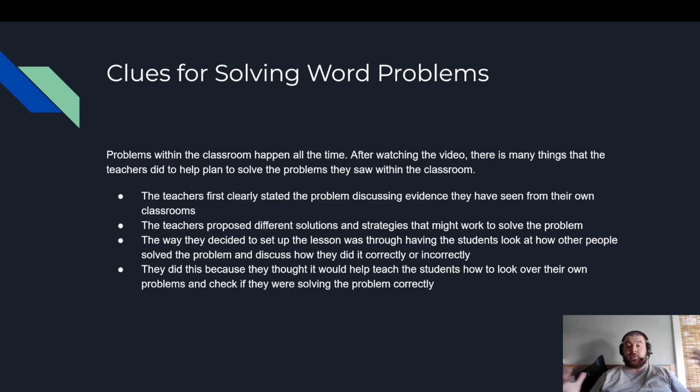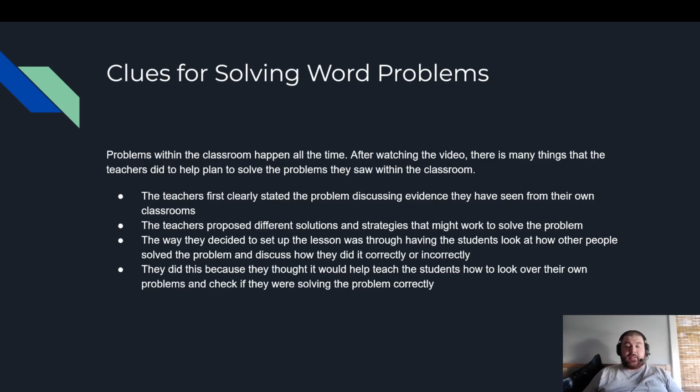Each teacher proposed different solutions and strategies that might work to solve the problems. They gave each other feedback and they were helping each other out. And then the way they decided to actually set up the lesson was having the students become detectives in a sort of way and be able to look at how other people solve their problems. And they were discussing whether the people did it correctly or incorrectly.